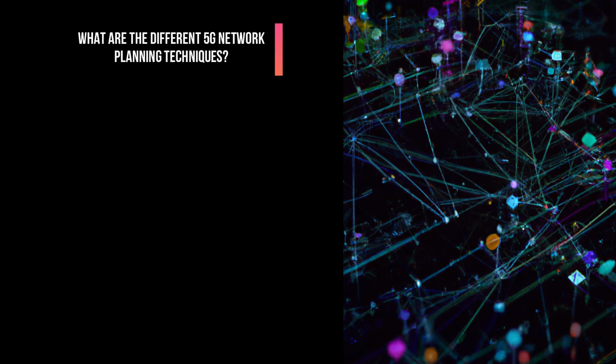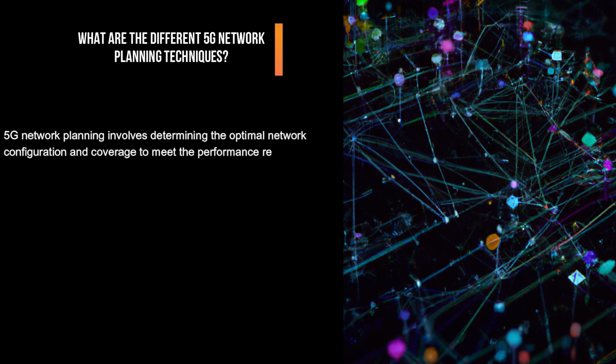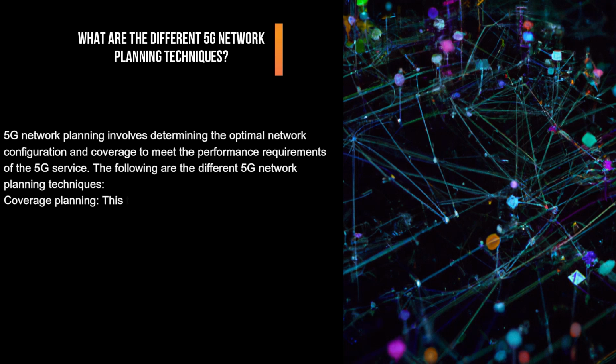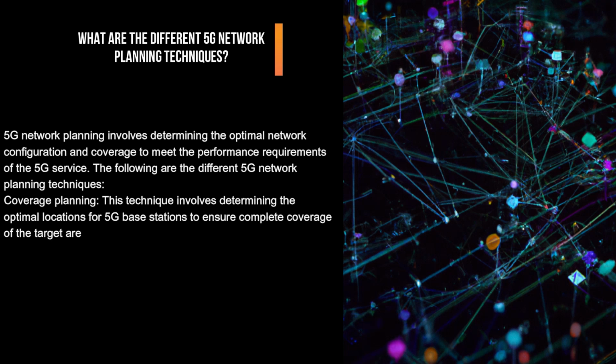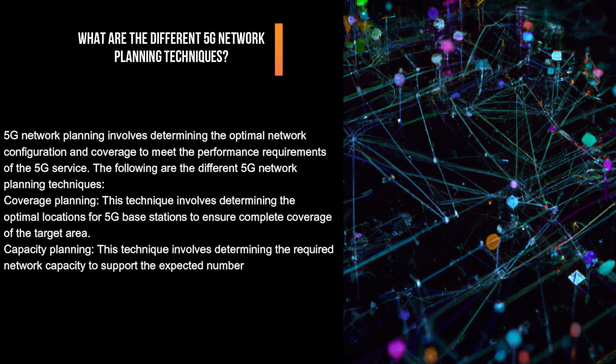What are the different 5G network planning techniques? 5G network planning involves determining the optimal network configuration and coverage to meet the performance requirements of the 5G service. The following are the different 5G network planning techniques. Coverage planning. This technique involves determining the optimal locations for 5G base stations to ensure complete coverage of the target area. Capacity planning. This technique involves determining the required network capacity to support the expected number of users.